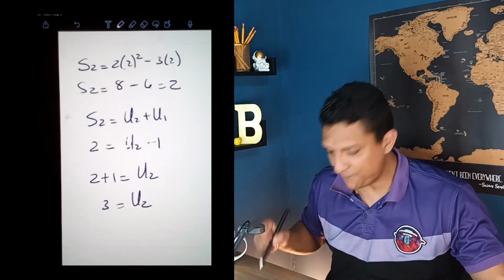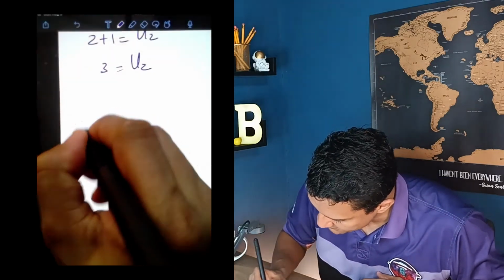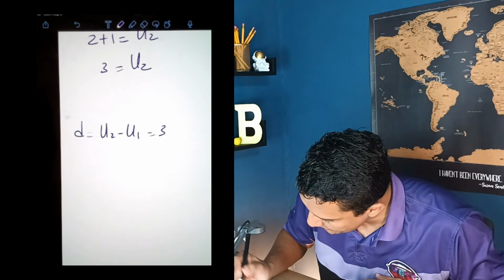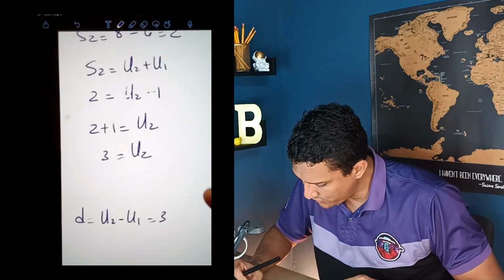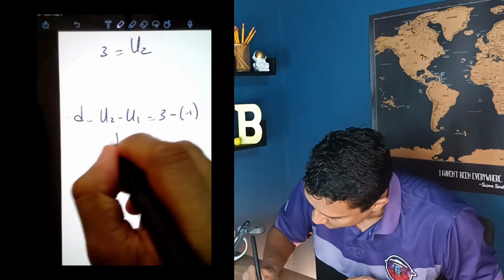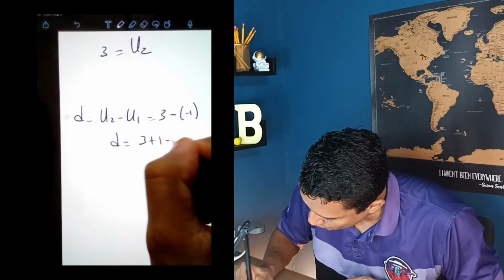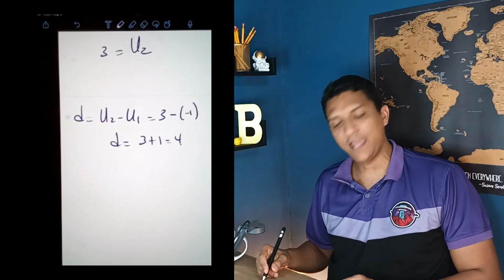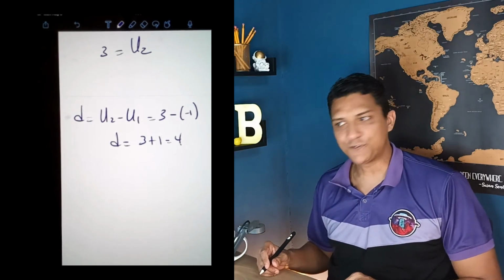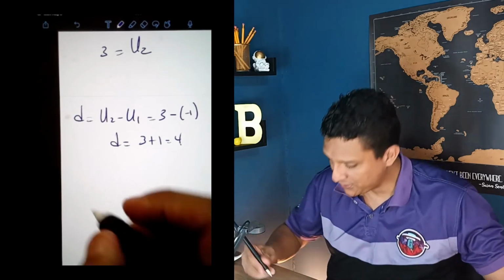Okay, so I already found U2 and U1. I'm able to find the common difference. Why? Because the common difference is U2 minus U1. So 3, and the first term was negative 1. So 3 minus negative 1. So it's 3 plus 1, that is 4. Okay, I already found the common difference. I already have the first term. I'm able to write the general expression.